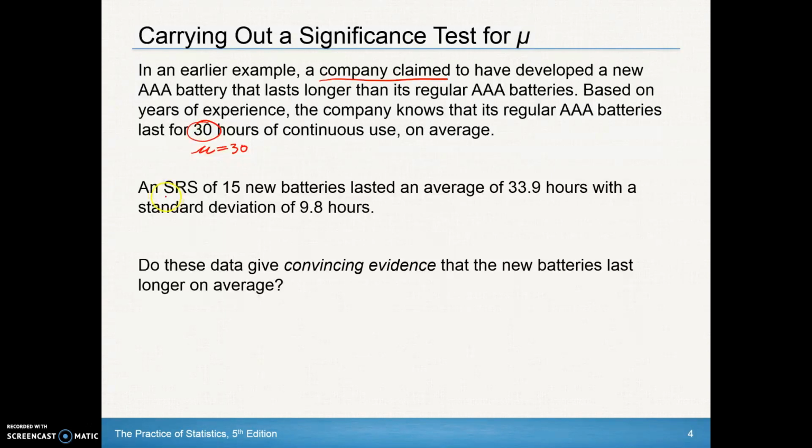Well, we go out and take an SRS of 15 new batteries, so there's my sample size of 15. It lasts an average of 33.9 hours. That's a sample average, so x-bar is 33.9, with a standard deviation, again from our sample, of 9.8. The question is, do these data give convincing evidence that the new batteries last longer on average? So based off my sample data, are they really lasting longer?